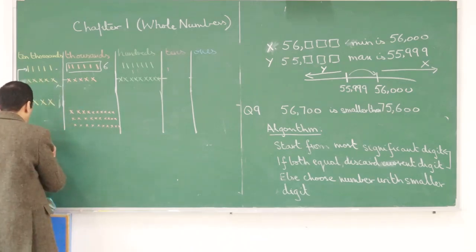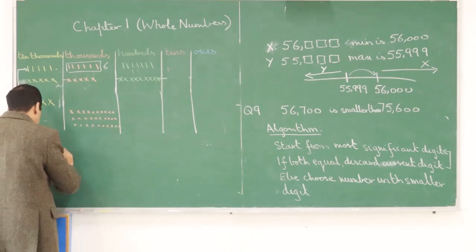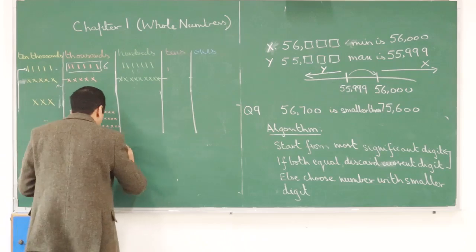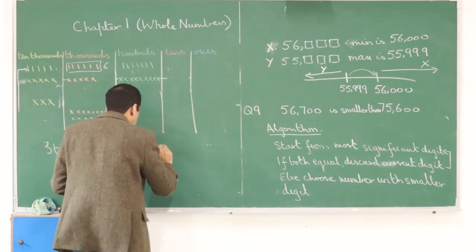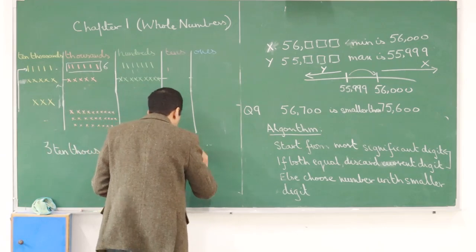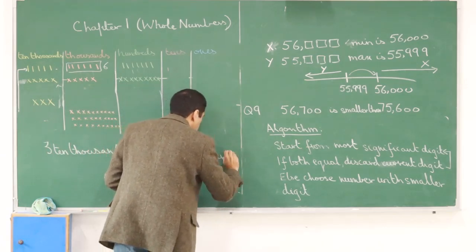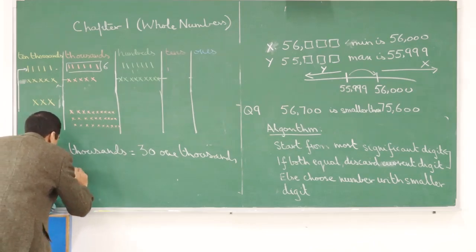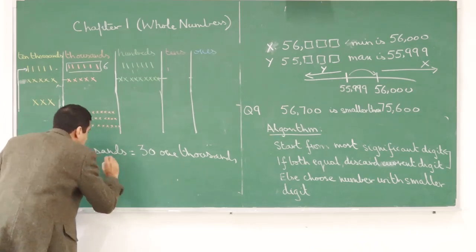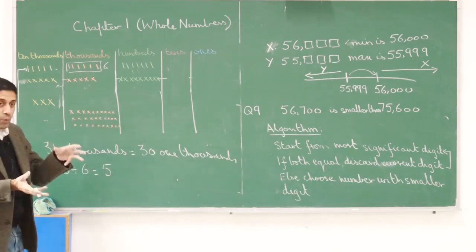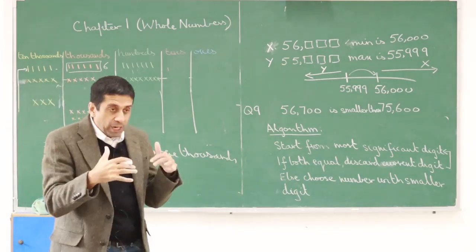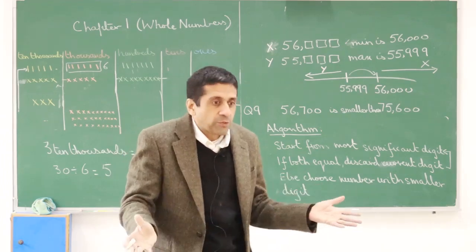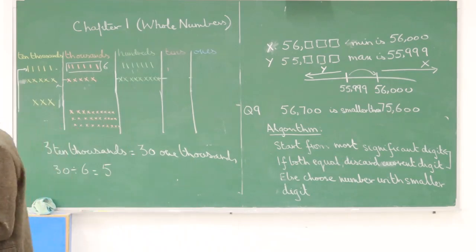So we are thinking of 3 10,000s as equal to 30 1,000s. And we know that 30 divided by 6 is equal to 5. So now we have 30 $1,000 bills, and when we divide by 6, everybody gets 5. That's how you think about it. Let's try another one.